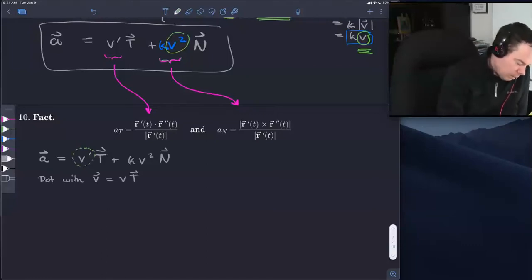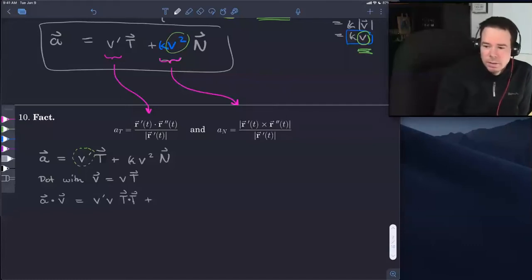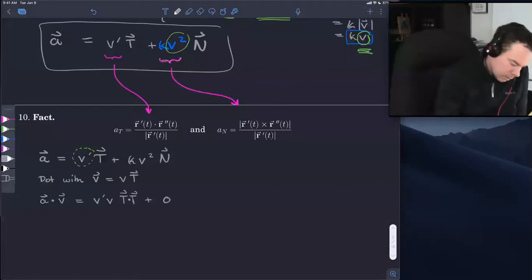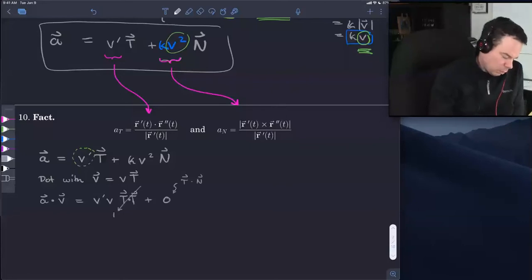So if we dot it with this, we get a dot v is equal to, and then we dot the other bits, so we get v prime v T dot T plus kappa v cubed, and the reason we're dotting it with the velocity vector is because that's in the tangential direction, which is perpendicular to the normal direction. So we get a 0 there when we dot T and N. I'll just indicate here that T dot N is 0. Okay, so then what's next? Well, T dot T is a unit vector, so that's 1.